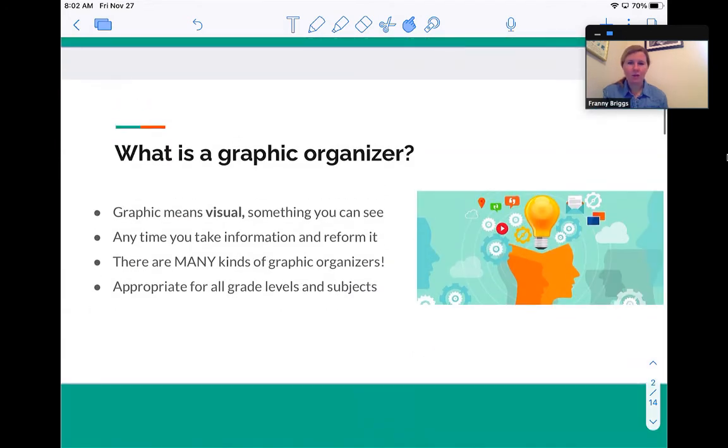So a graphic organizer, graphic means visual. So anytime that you're taking information and reorganizing it in a more visually pleasing way, that is a graphic organizer. There are so many kinds of graphic organizers, and some are better than others. We're going to talk specifically about ones that we like to use at Kopila Valley. But the great thing about a graphic organizer is that it knows no limits. Any grade level, any subject can use a graphic organizer.